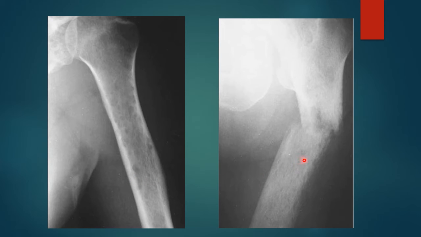Here is another image where we see that there are multiple ill-defined permeative bony destructions, as well as the patient has also gone on to a pathological fracture of the bone. So this is a classical presentation of non-Hodgkin's lymphoma.